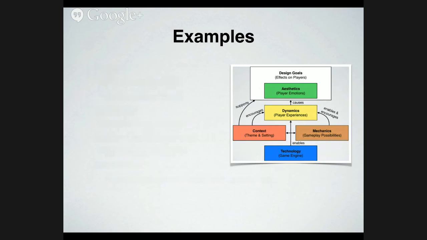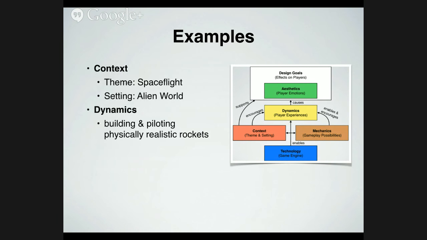Now let's think about this with the same context, spaceflight in an alien world, but with different dynamics. Now, instead of shoot 'em up combat, we might be wanting to make a game that involves building and piloting physically realistic rockets, okay? So you might know where I'm going with this. We have the same design goal, feeling frustration and Fiero, but now we have to think about what kind of mechanics we would need to actually make that dynamic happen as opposed to the previous one, right? Maybe we don't need AI bosses anymore. We probably don't need bullet hell or power-ups either, right?